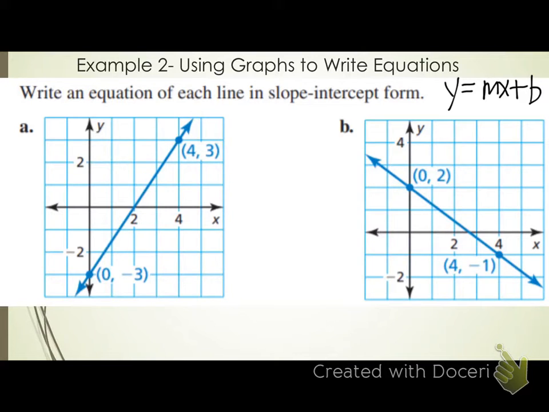So on letter A, do they give me the slope? Do they explicitly say the slope of this line is blank? No. Can I easily find the slope of this line? Yes. So that's probably what I need to do first, to find the slope. Do you guys want to use rise over run or our slope formula? Rise over run, okay. So I'm going to draw my triangle between my 2 points.